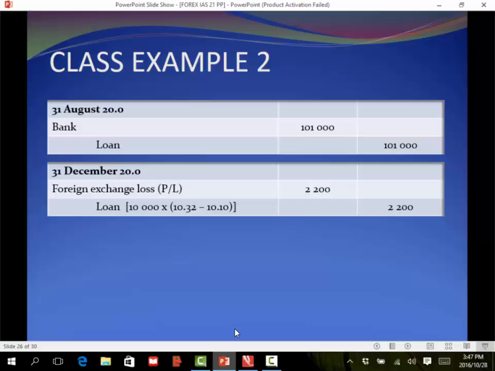The reason it is a loss is because the loan increased from 101,000 to 103,200 rands, and to achieve that increase in the loan, we have a foreign exchange loss.